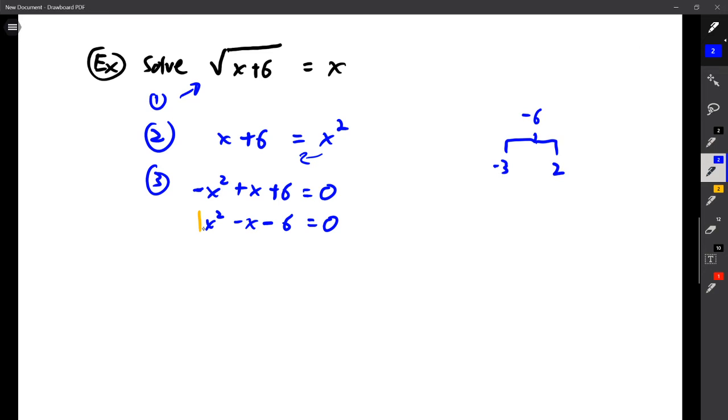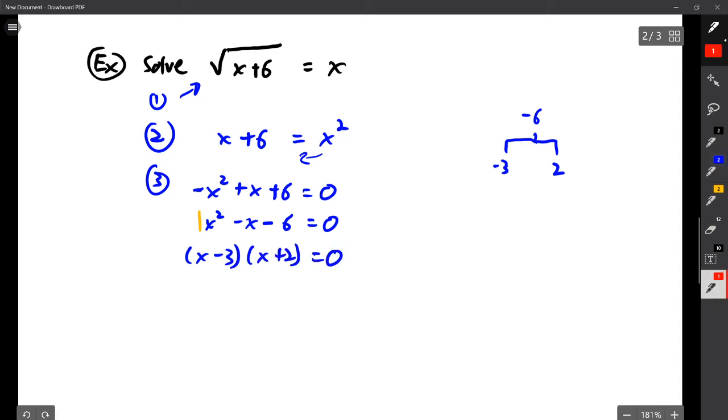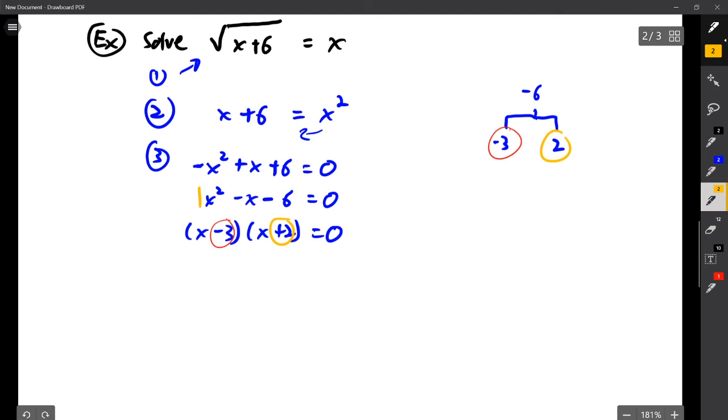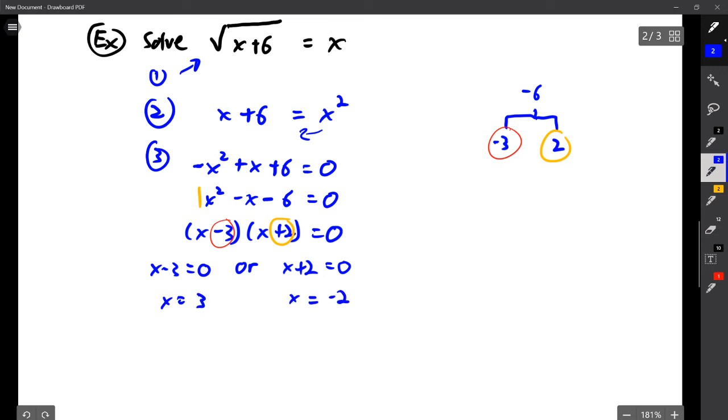Now again, when it's a 1x squared, that's where you can go straight into factoring this, like x minus 3 times x plus 2 equals 0. That negative 3 is there, and that 2 is that plus 2. So now that I have a factor times a factor equals 0, I can make each factor equal to 0. So that gives me x minus 3 equals 0, or x plus 2 equals 0. Here that means x equals 3 or x equals negative 2.